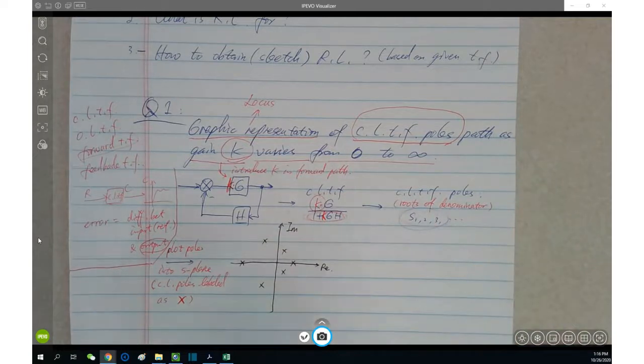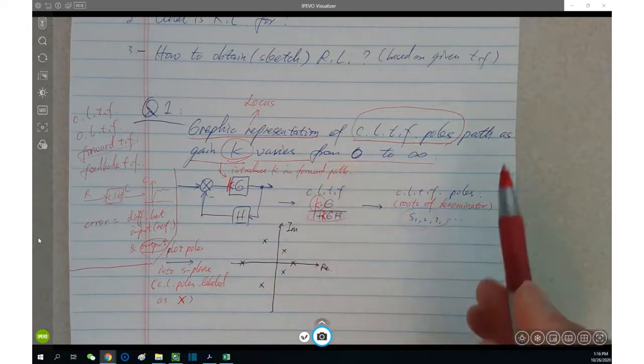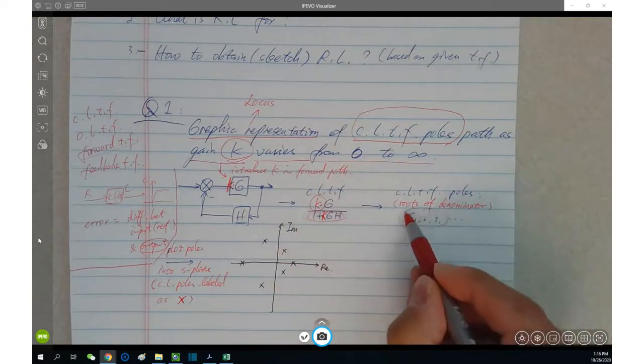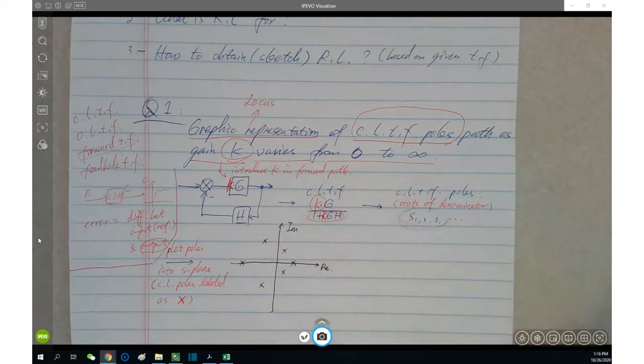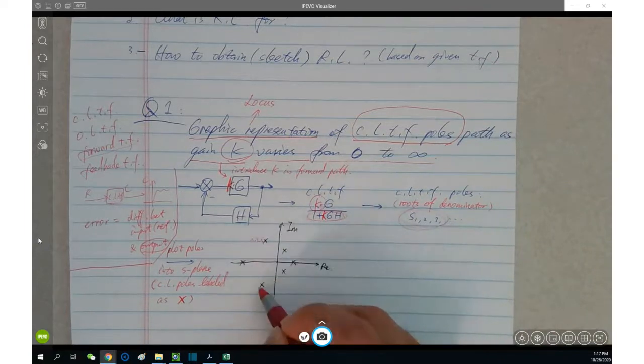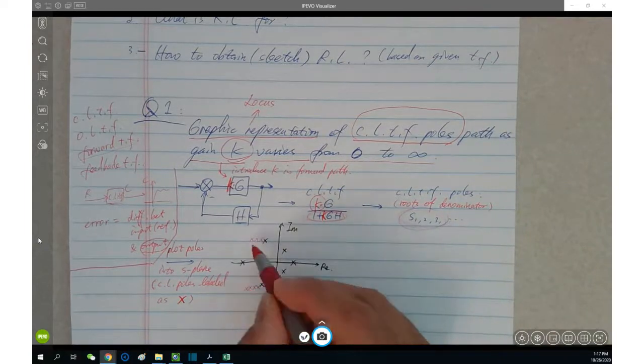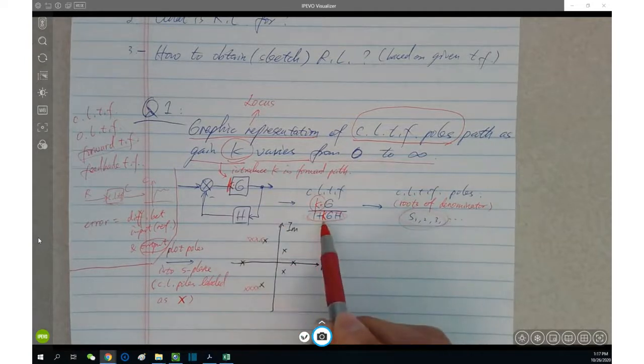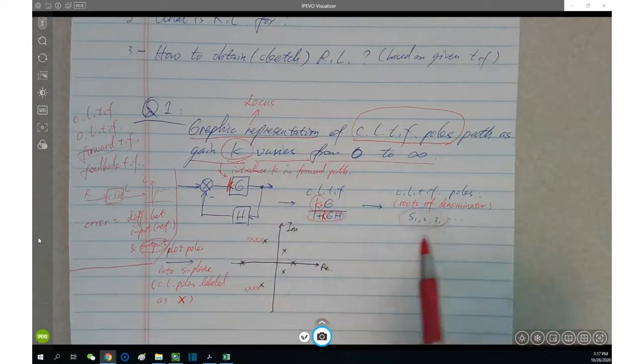Which means as K varies from 0 to infinity, your closed loop poles, these dots, are going to move, right? They're becoming different values, which have different real parts and different imaginary parts. Therefore, they can move. Basically, they're moving, right? Does it make sense? You're changing the K value, and their poles are changing too.